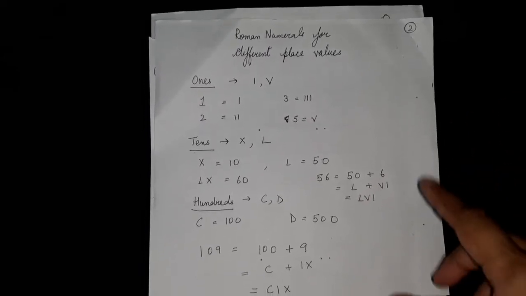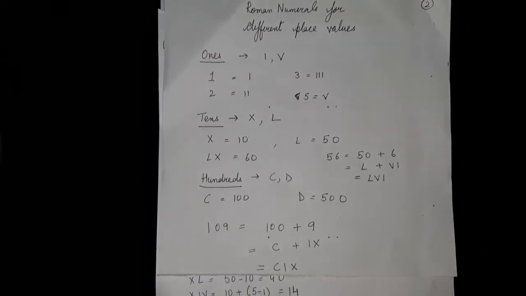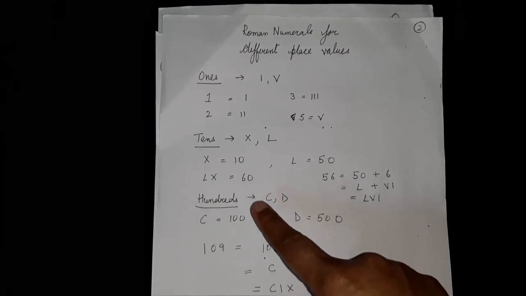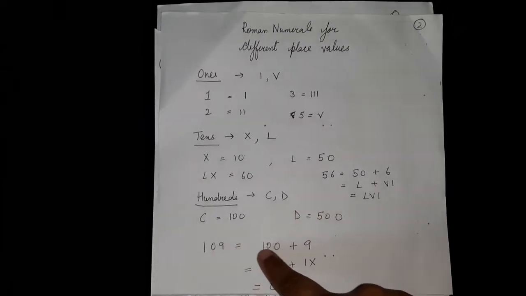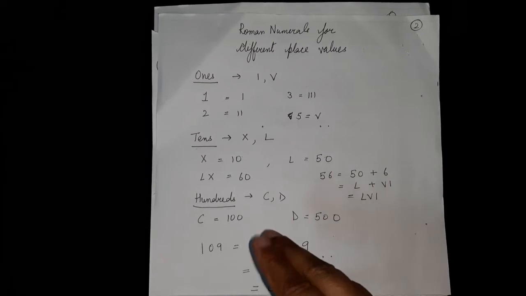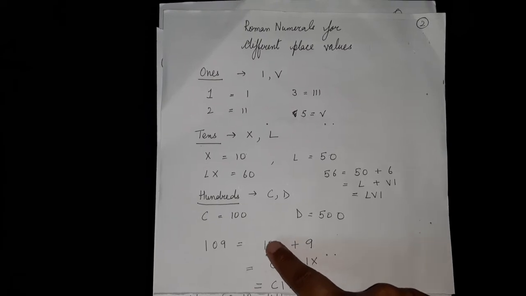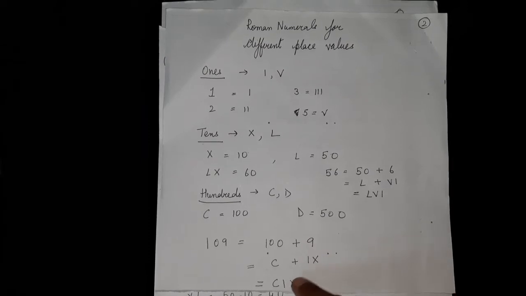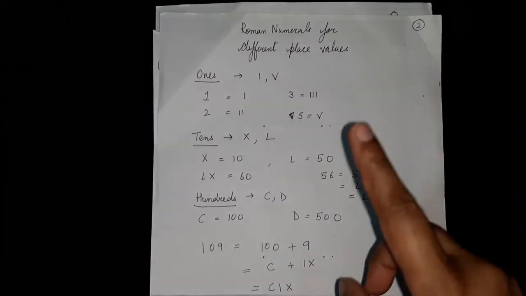It's very easy when we break down the numbers to write Roman numerals. It's easier that way to learn the Roman numerals. For example, 109. So in hundreds we have C and D. C stands for 100, D stands for 500. 109. So let us break 109 and write it in expanded form. It will be 100 plus 9. What is the Roman numeral for 100? It is C, and Roman numeral for 9 is IX. So it is CIX.